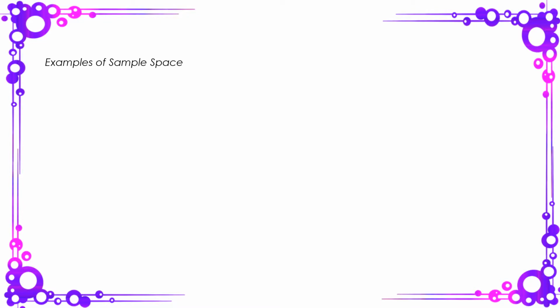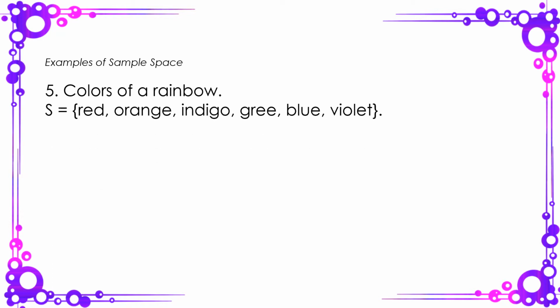Our last example of sample space, colors of a rainbow. So let us list down all the possible outcomes, or sample space, for the colors of a rainbow. So S is equal to {red, orange, indigo, green, blue, and violet}. We are done with listing or giving examples of sample space.